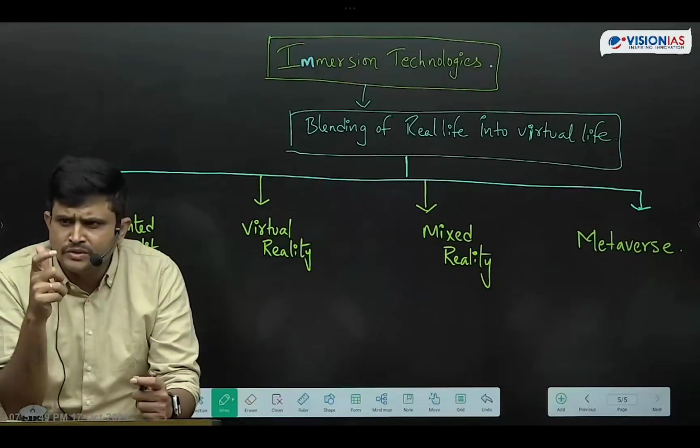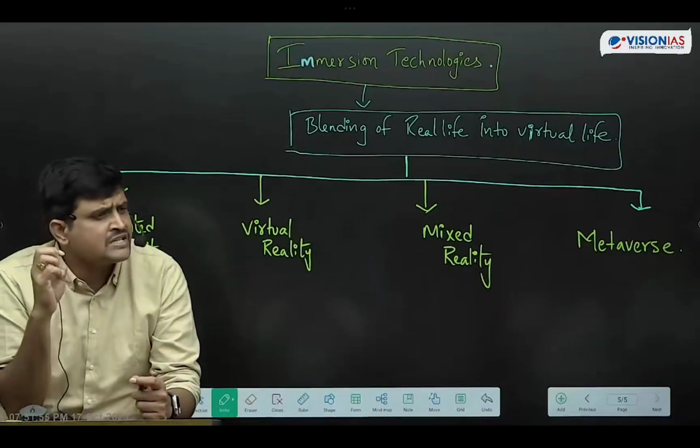And another point regarding the metaverse is that it enhances the interactions among the people. Live interactions among the people will be enhanced. Earlier it was not there.